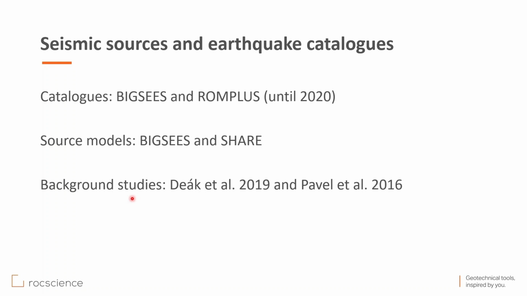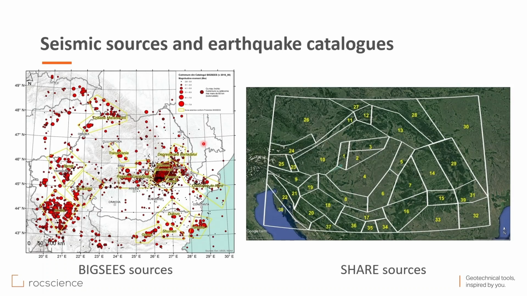Source models were used, the BIGSEES and the SHARE model. BIGSEES is mainly used in Romania, and SHARE is used all around Europe. And as background studies, Deak et al. and Pavel et al. materials were used. Here you can see the area sources used during our modeling. This is the BIGSEES and this is the SHARE. We have to mention that we didn't use faults as line sources or other point sources, so just area sources were used.